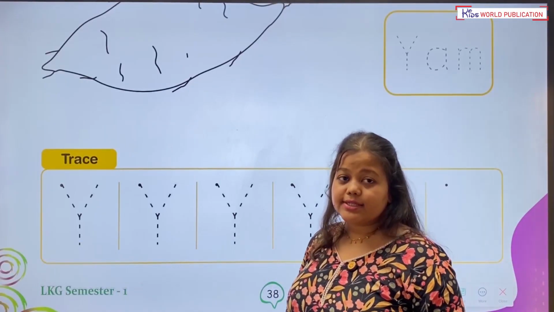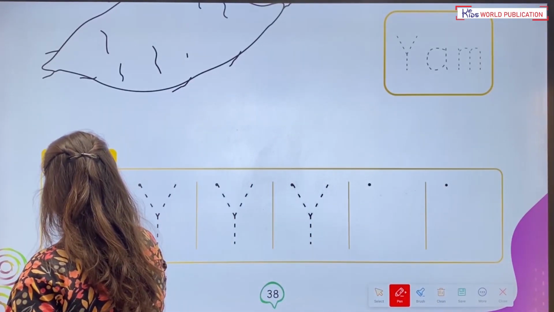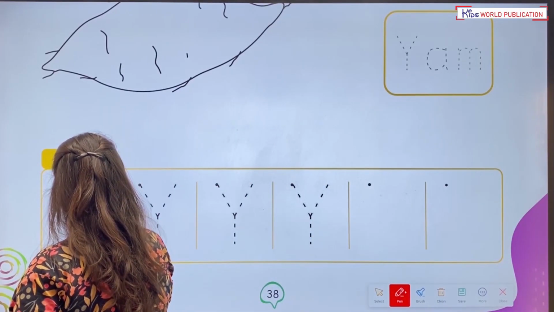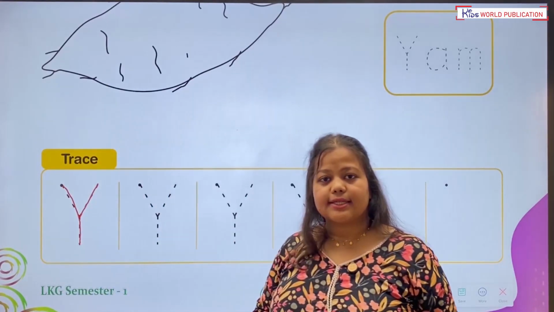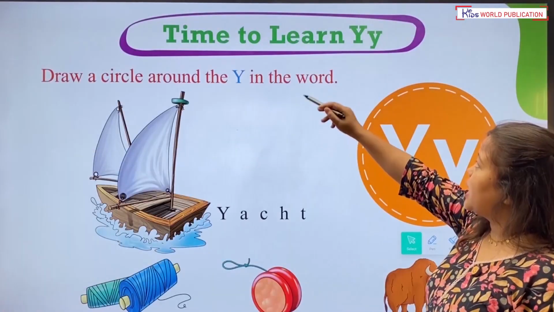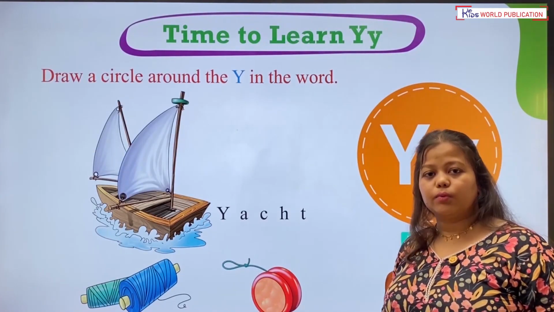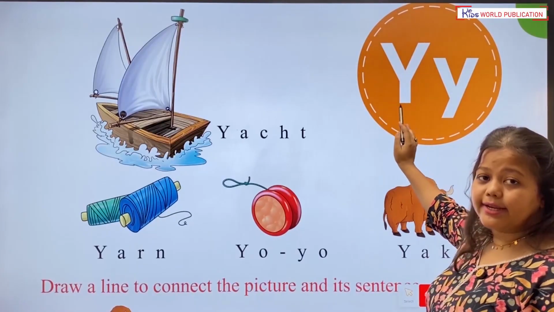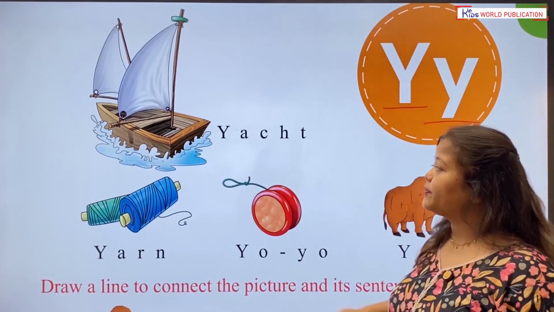Trace. So kids, let's trace the letter Y. This is how you will trace it and complete it. Time to learn Y. Draw a circle around the Y in the word. So kids, this is the letter Y. This is capital Y and small y.